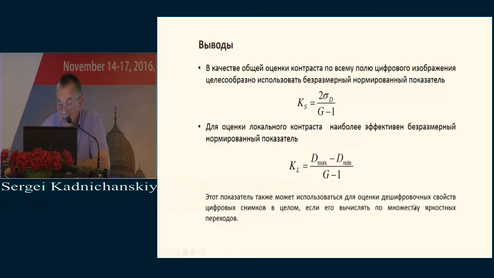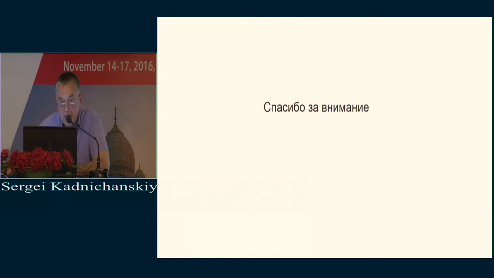And this indicator can also be used to assess the interpretation properties of the image in general, if we consider it based on the number of brightness transitions. And then it will characterize the image not only of a particular object or section, but the image as a whole. Thank you.